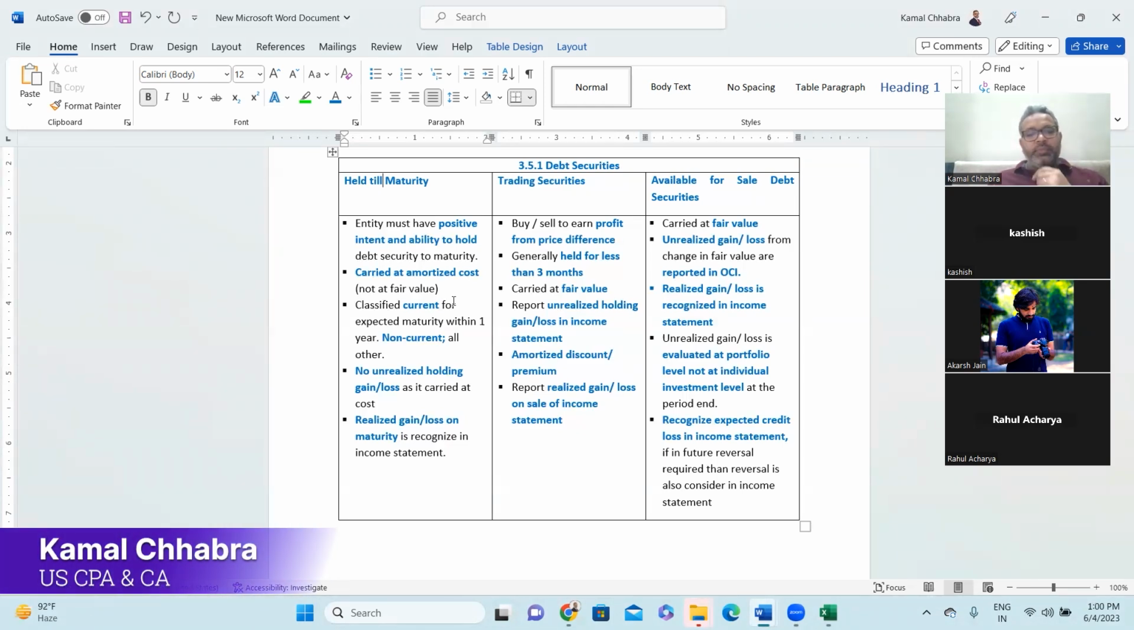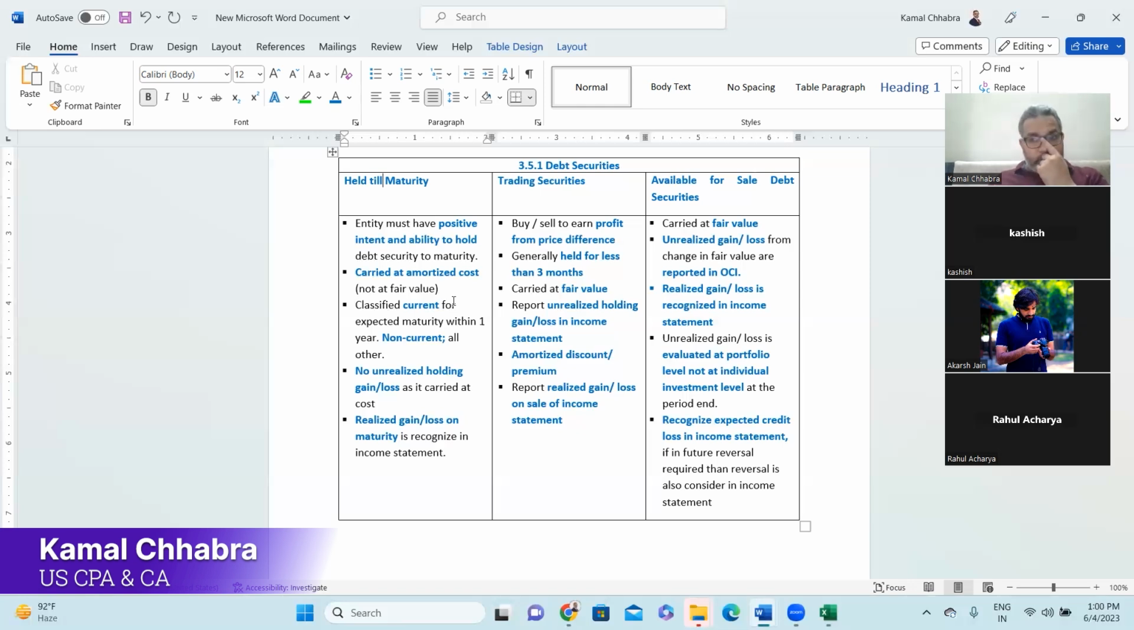Second is carried at amortized cost. Once you classify any investment as a debt security held till maturity, that amount will be carried at amortized cost. What is amortized cost? The book value, that means the amount at which you purchased it, plus or minus any impairment. Make sense? Yes, sir.